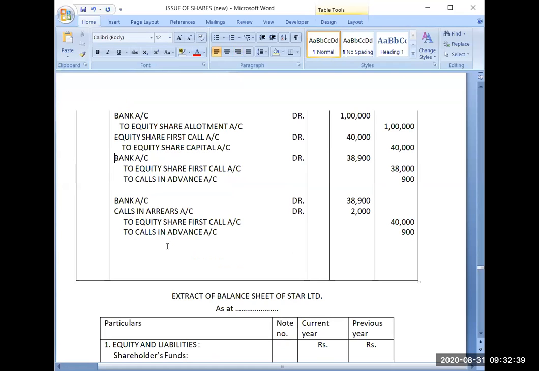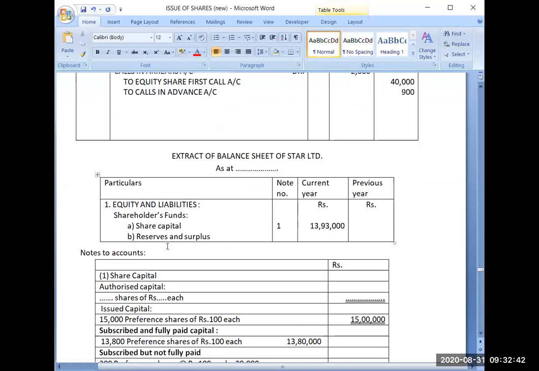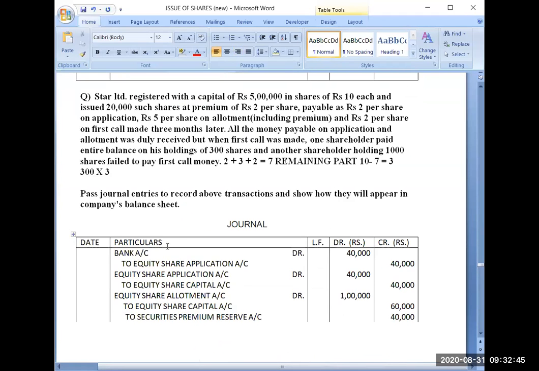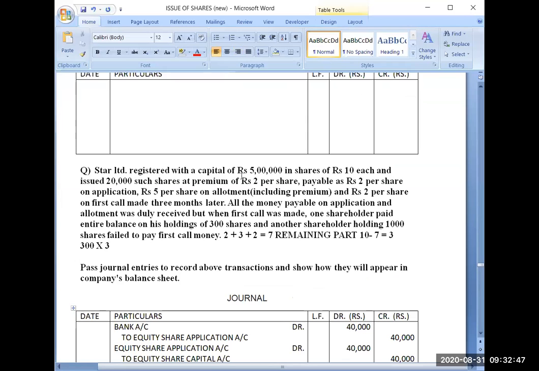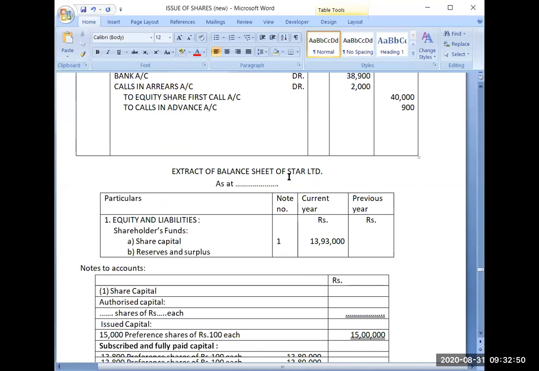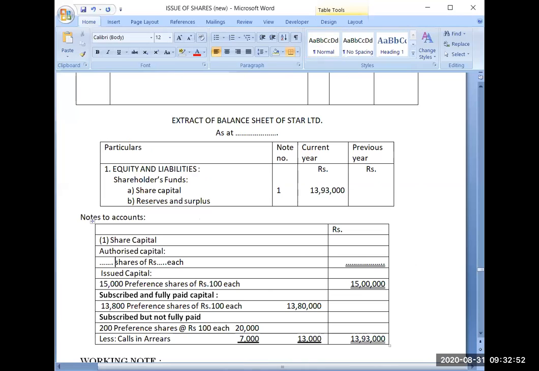Okay, fine. Now the journal entries part is completed. Now I am coming to the balance sheet. It has been given that authorized capital is 5 lakh rupees. So it will become 50,000 shares of rupees 10 each. You can write here equity shares. So the amount will be 5 lakh.